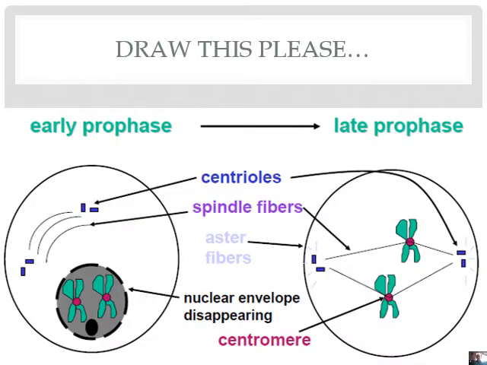So I want you to please draw this. So we have early prophase over here and late prophase. Early prophase, you can see that the nuclear envelope is disappearing, or the nuclear membrane. Spindle fibers are being produced, and then in late prophase, you can see that the spindle fibers have actually joined to the centromeres of the chromosome.